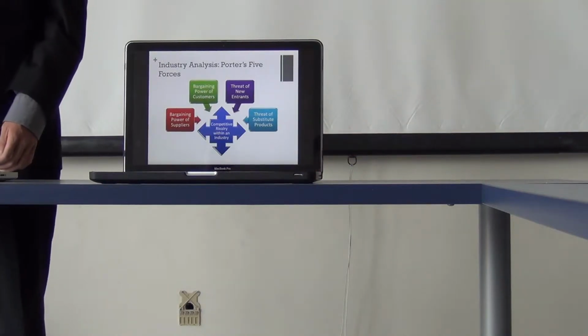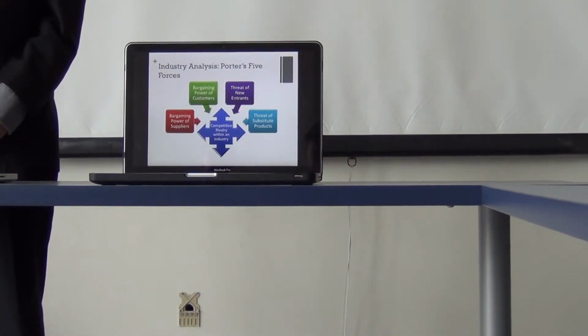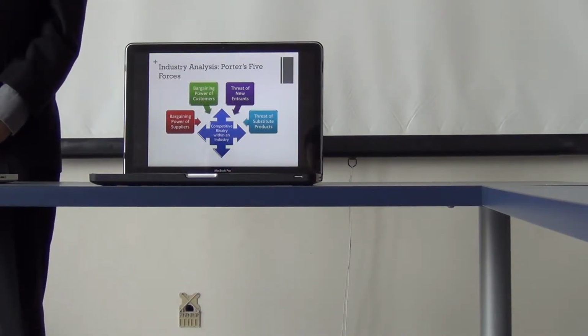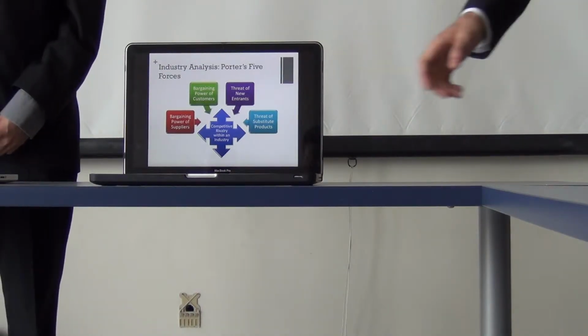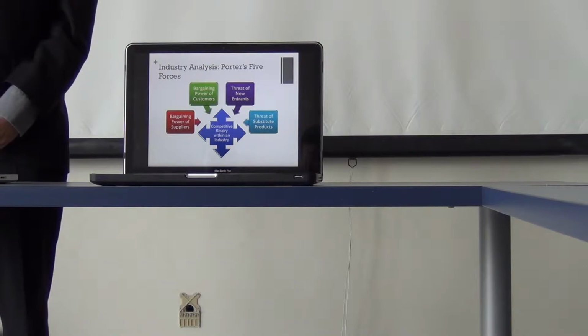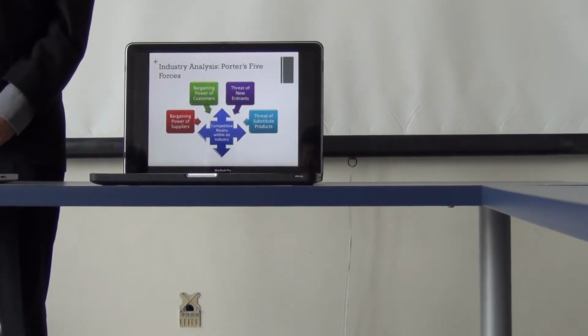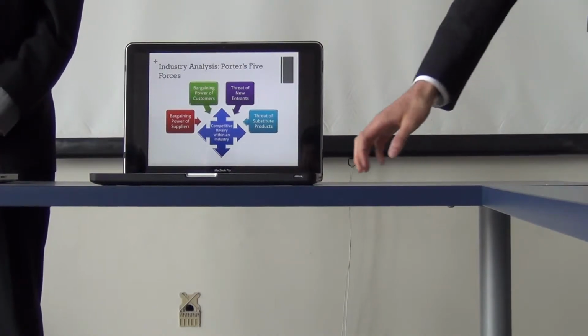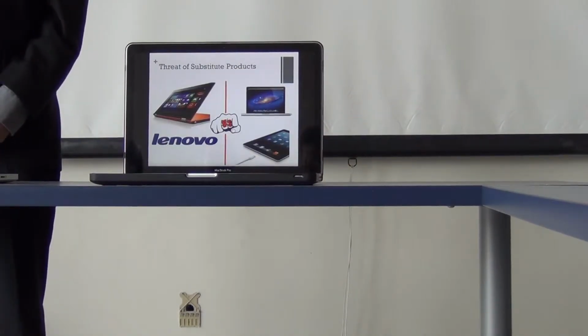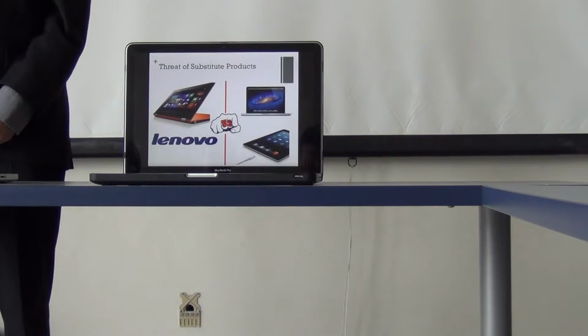Next, you want to do an industry analysis to determine how competitive your company is compared to its closest rivals or similar companies. The way to do this is Porter's 5 forces, which is a method to determine the competitive intensity of a market and therefore the attractiveness of investing in a company within that market. The first part of Porter's forces is threat of substitute products.